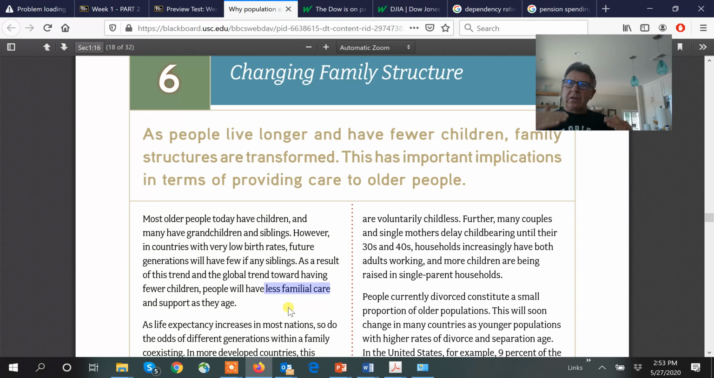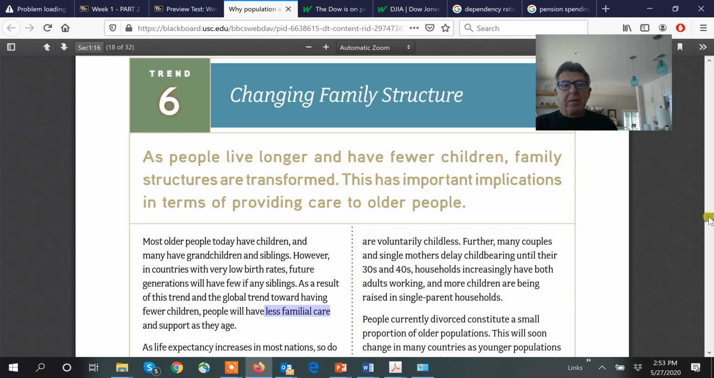So that means there's going to be a lot more responsibility placed on my two boys because it's not shared, and a lot of you may be only children. You guys may not have any kids at all. Who's going to take care of you? So this is the dynamic that's happening.